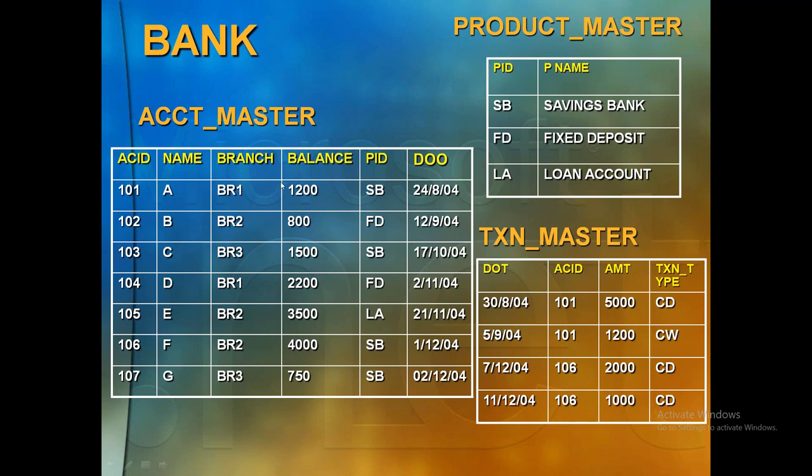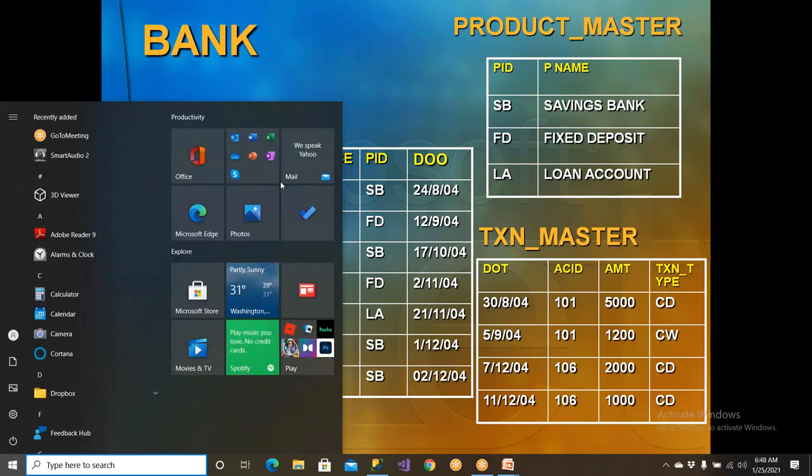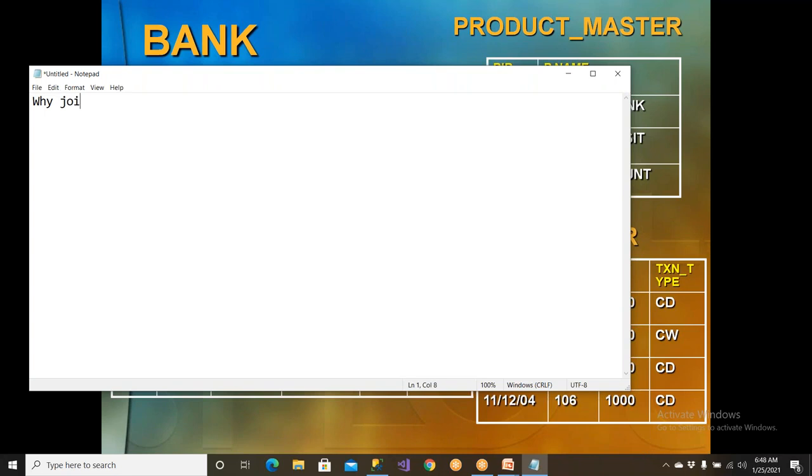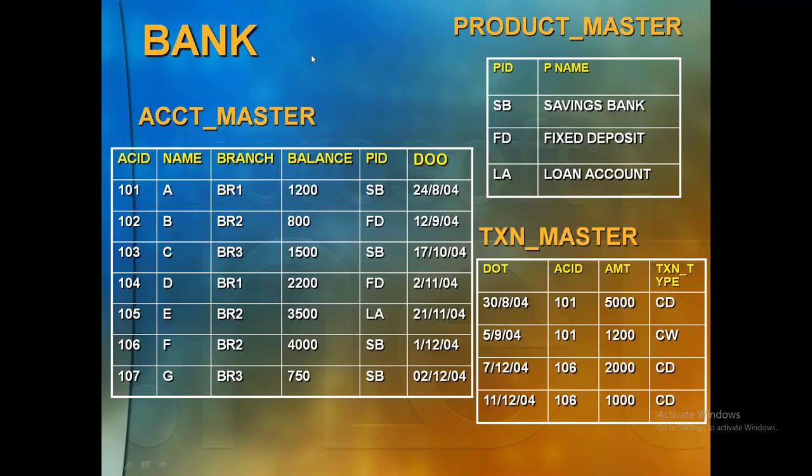Clear? So why joins? If you get this question from anybody, why joins? It means I want to get data from more than one table. If you need data from only one table, you can use select star from the account master table. But my question is, I want to get the data from more than one table.